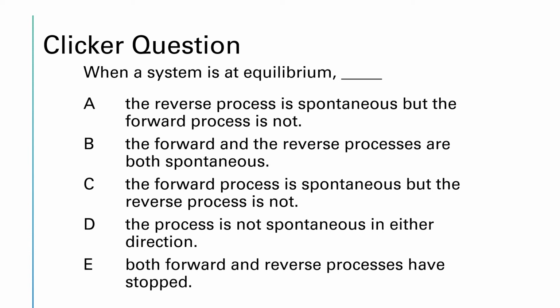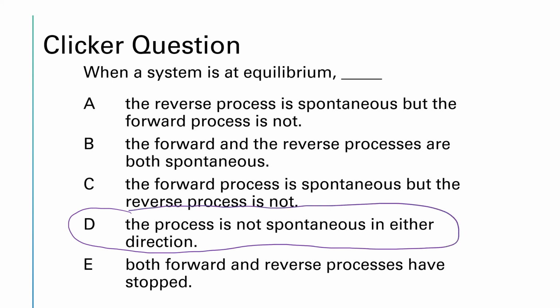When a system is at equilibrium, let's see which one of these statements best completes the sentence. The reverse process is spontaneous, but the forward is not. No, the forward and reverse processes are both spontaneous. All right, so this gets to be a question of semantics. I want to make sure that you understand the way chemists talk about this. I'm just going to go ahead and tell you what the best answer on this is. The best answer is that the reaction is not spontaneous in either direction.